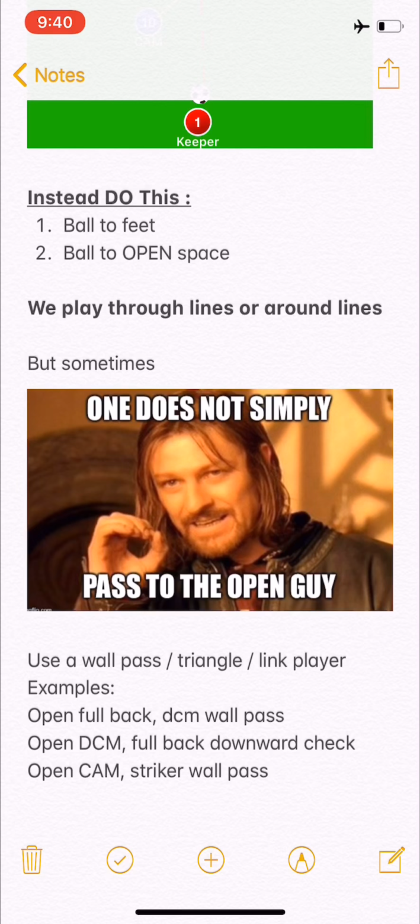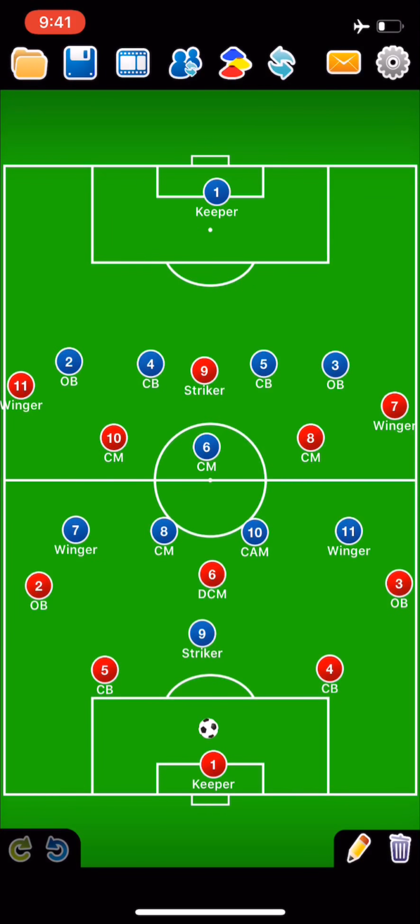You have to find a link player, someone else to make a triangle, or to use a wall pass to get them to the open guy. And I have some examples I'm about to show you. There's the pass when a fullback is left by the winger, you can bounce off the DCM. Or when a DCM is open, the fullback can go outside in, bounce to him. Or, as we saw in the very first example, if you have an open attacking midfielder, you can wall pass off of a striker or a winger. So let's take a look at these situations.